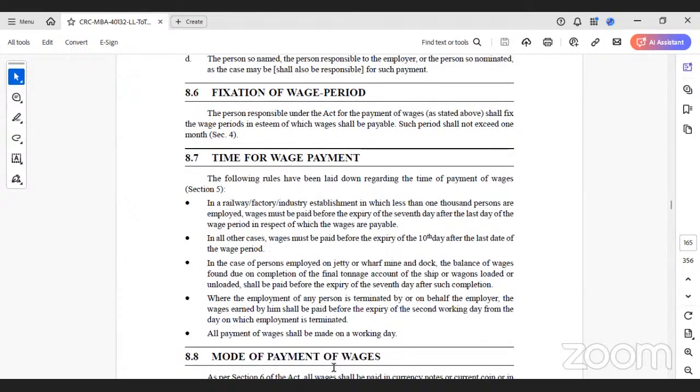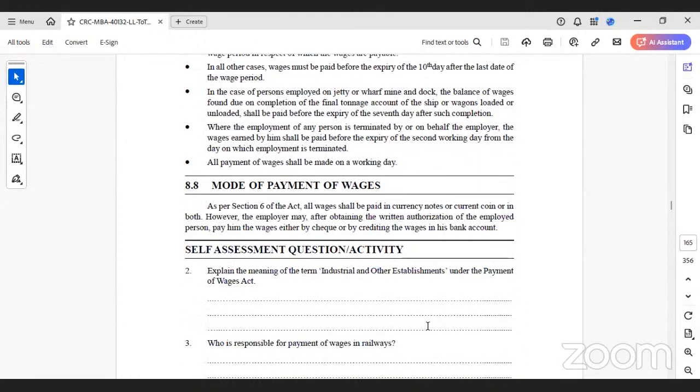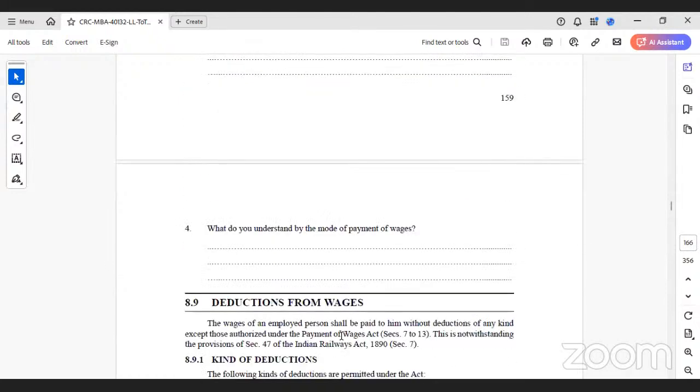All payment of wages shall be made on a working day, and the mode of payment shall be in currency notes or current coins or both. Nowadays, I think the amount is being directly credited to the banks. So that is also one of the methods of payment of wages.